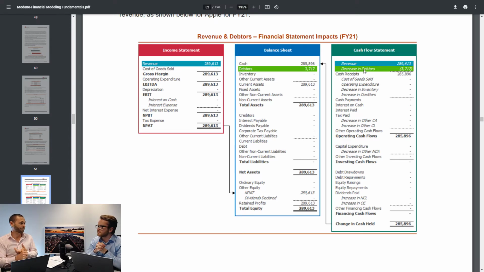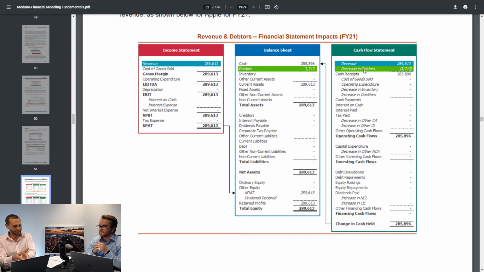Because your debtors went down, it means you got paid. You got cash in the door. So when you use increase and decrease on the cash flow statement, a decrease in debtors is an increase in cash. In this case, we've got an increase in debtors, which is therefore a decrease in cash. So it's weird. It's kind of confusing. We use "decrease" definitively so that a positive number is a decrease, and if it's a negative decrease, you know it's an increase. Exactly. And that's the way you need to look at it.